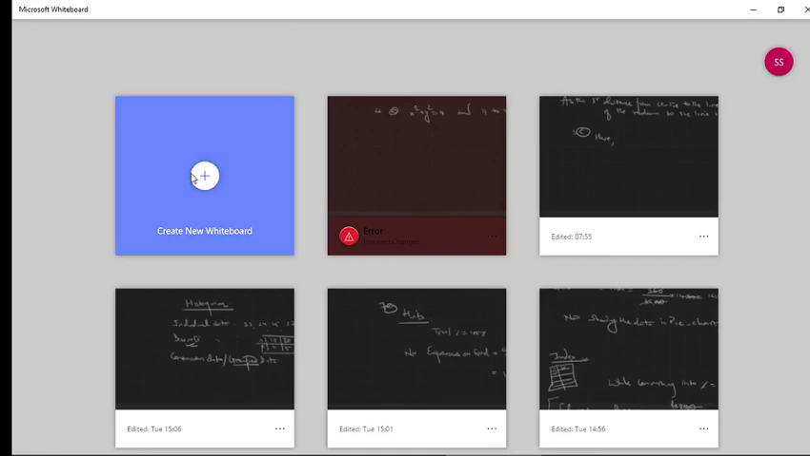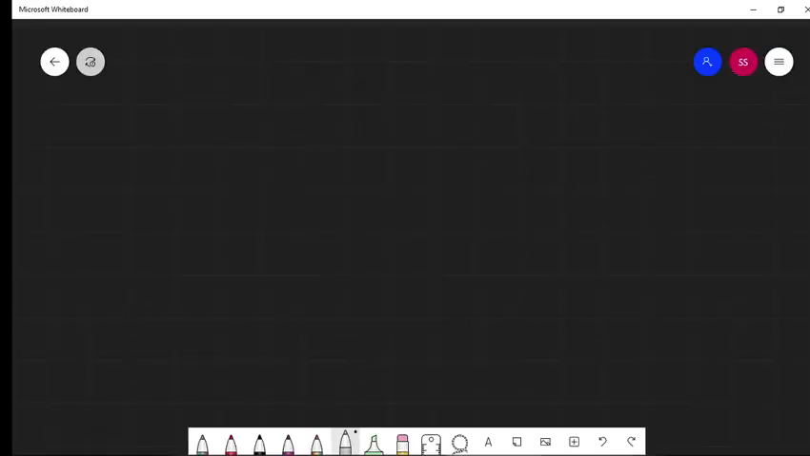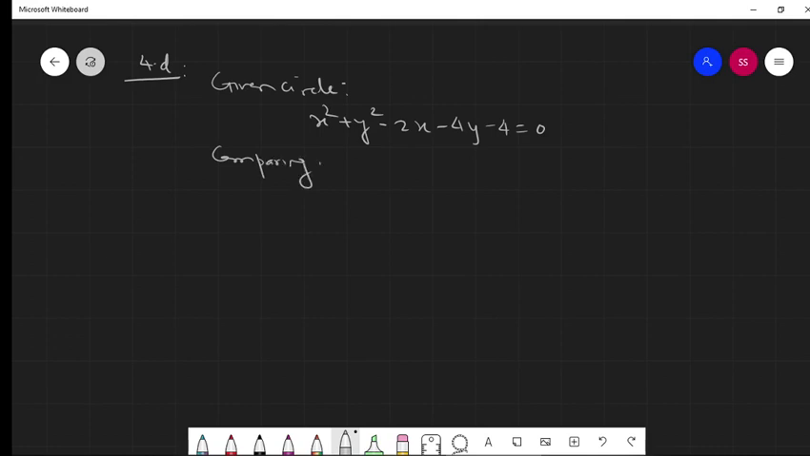Now moving to the next, dear students, I will show now 4D number. Given circle is x square plus y square minus 2x minus 4y minus 4 equal 0. Then comparing with x square plus y square plus 2gx plus 2fy plus c equal to 0, g equal to minus 1, f equal to minus 2, c equal to minus 4.